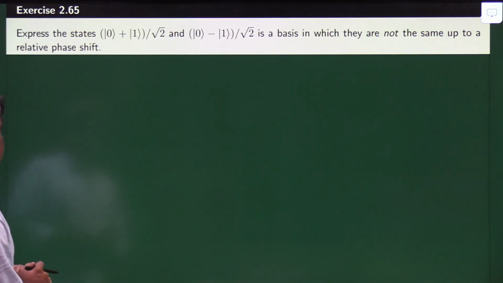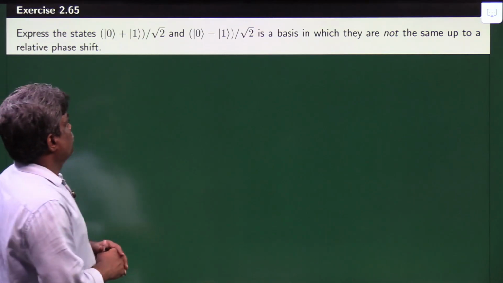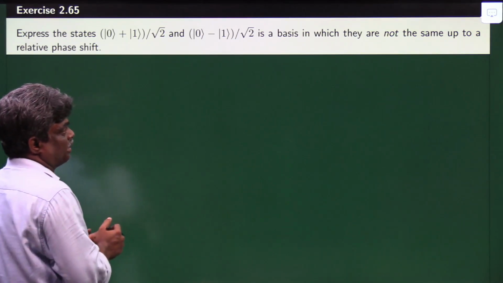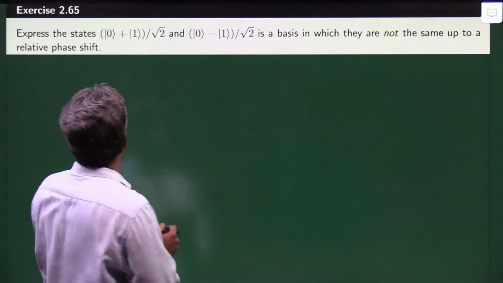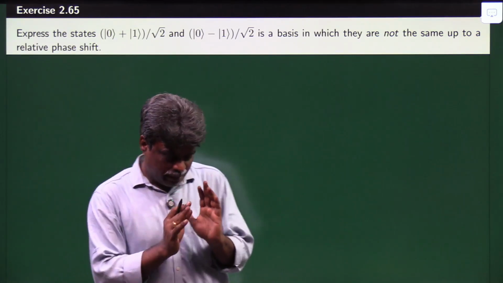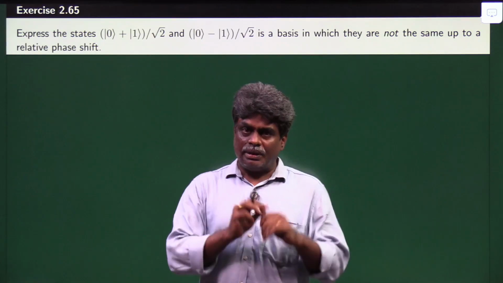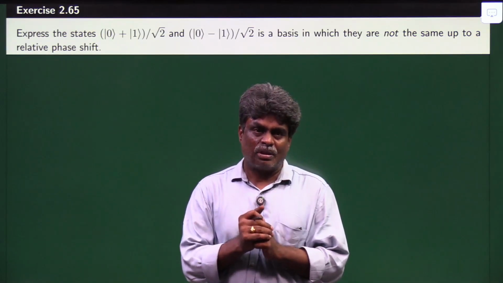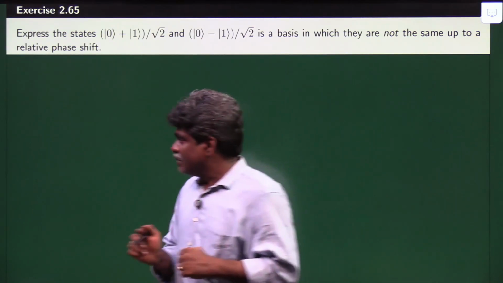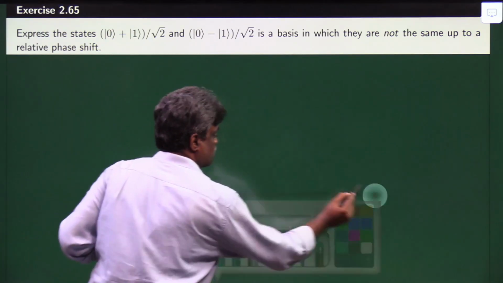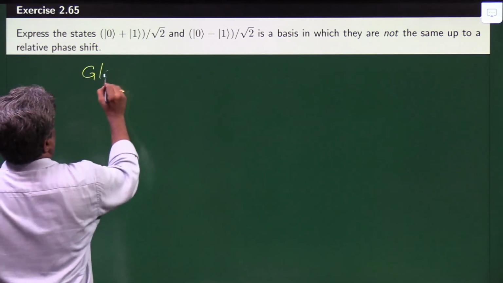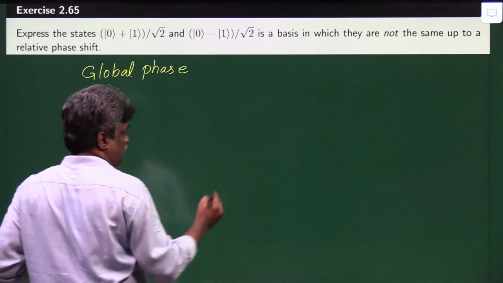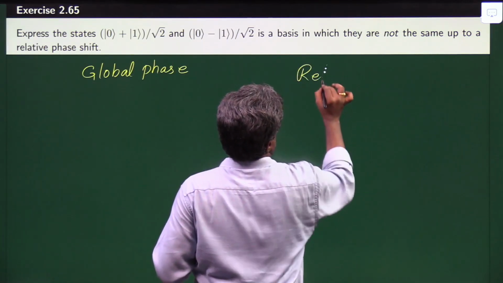So here is our next question. They are asking to represent this in a different basis, where they are not the same up to a relative phase shift. So let us discuss this phase. Here two types of phases exist: one is a global phase, another is a relative phase. So what is the difference between these two? First, let me take the global phase.